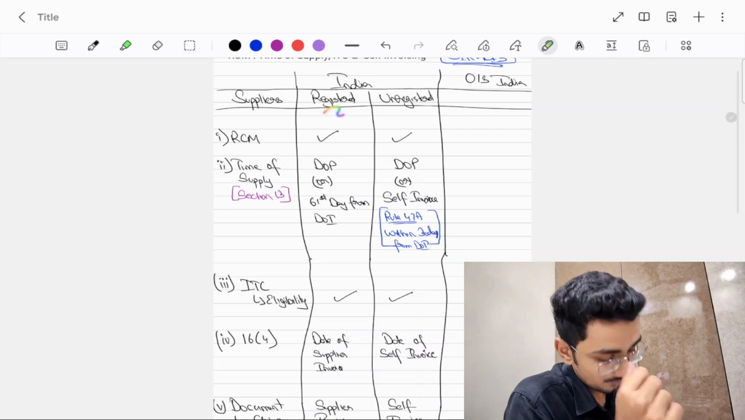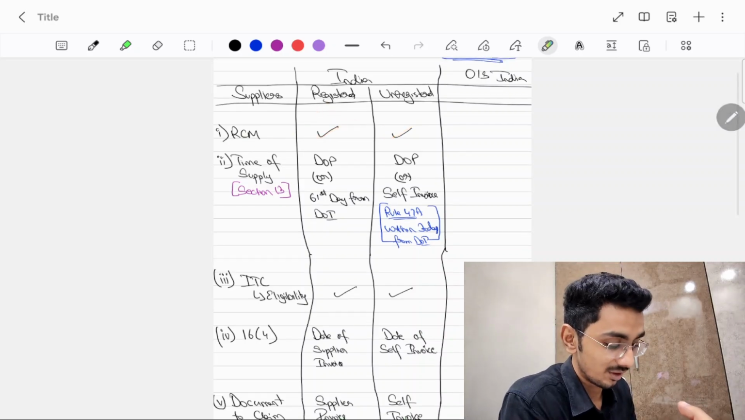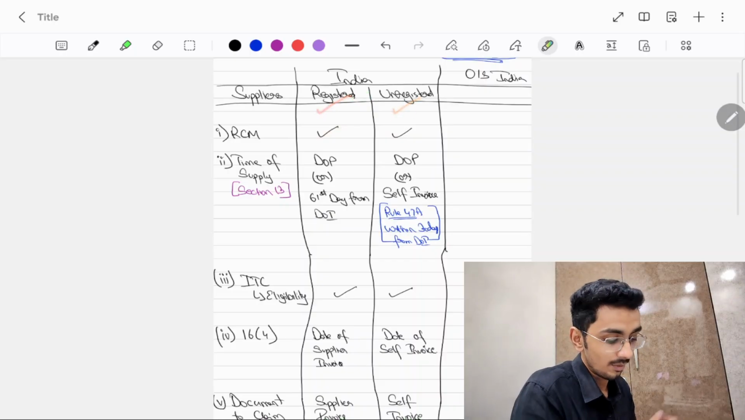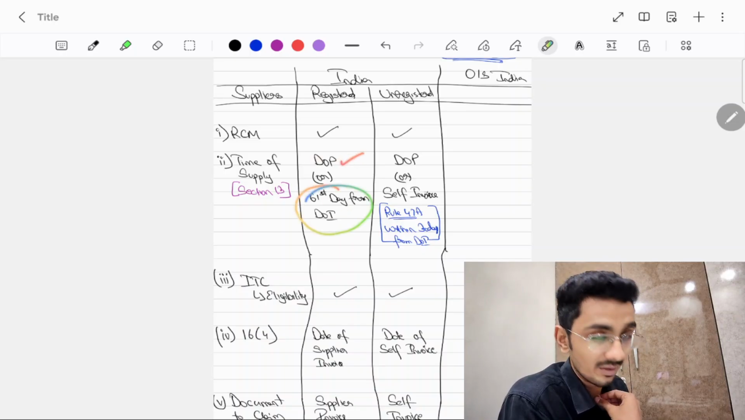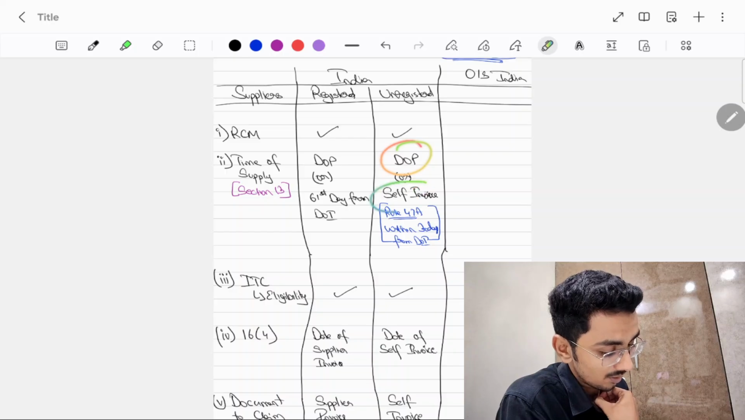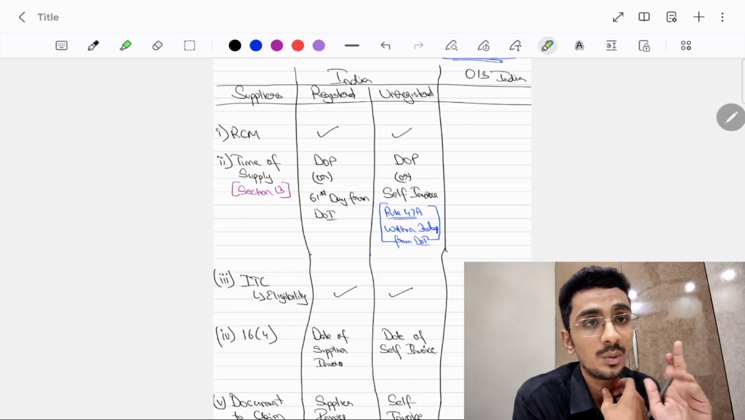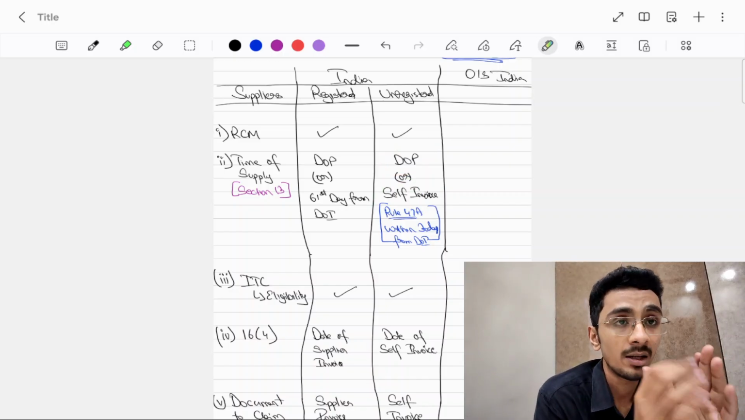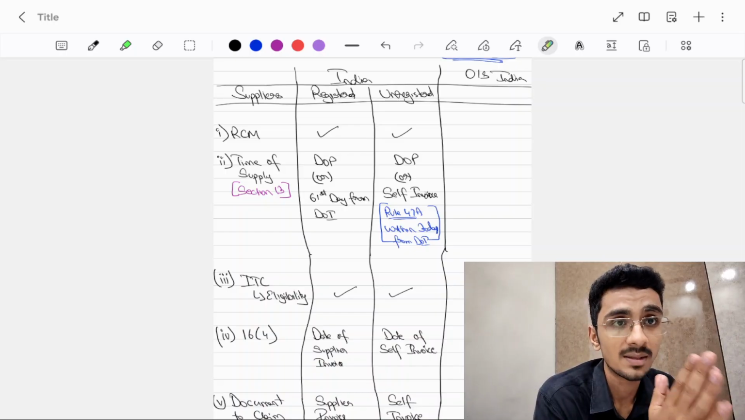Now, the same way you have to check whether RCM is applicable or not first. Once that is verified, you have to check registered party, unregistered party, because for both, the time of supply provisions are different. For registered party, date of payment or 61st day from the date of invoice, and in case of unregistered party, date of payment or self invoice date you have to check. And you have to clearly remember that for self invoicing, the maximum days within which a self invoice is to be raised is 30 days. Post that, you cannot raise it.